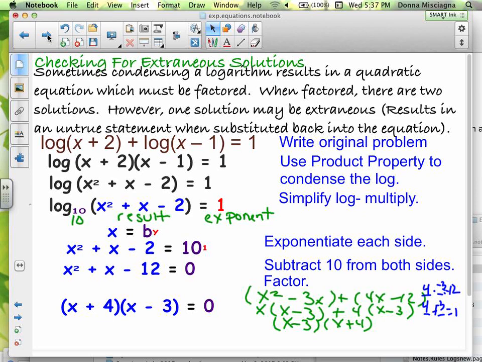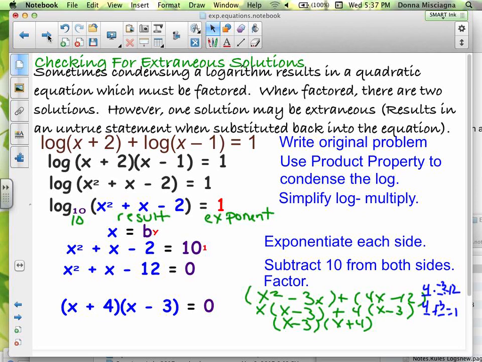All right, so log of x plus 2 plus log of x minus 1 equals 1. We can use the product property, or product rule, to condense the log because we know the sum of logs is equal to the log of a product. So log of x plus 2 plus log of x minus 1 is the same as log of x plus 2 times x minus 1. Notice only one log there.